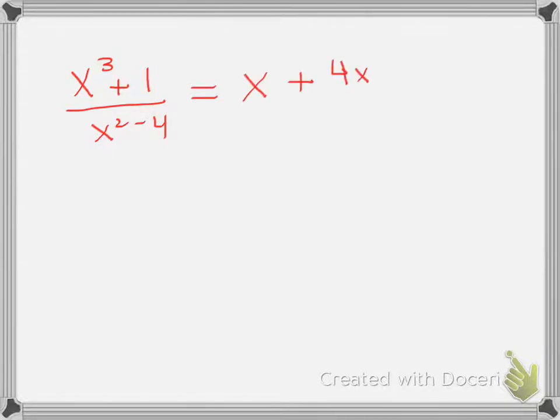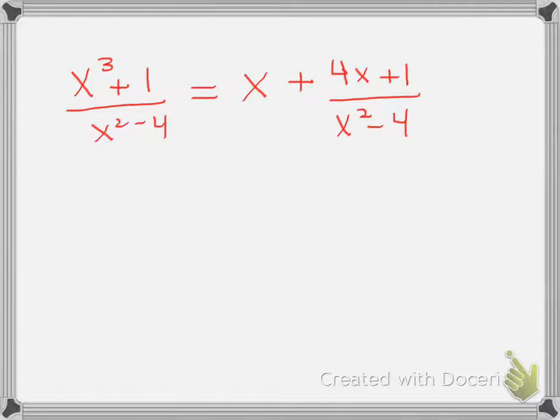And so when we rewrite this, it's going to look like x cubed plus 1 over x squared minus 4 equals x plus 4x plus 1 over x squared minus 4.